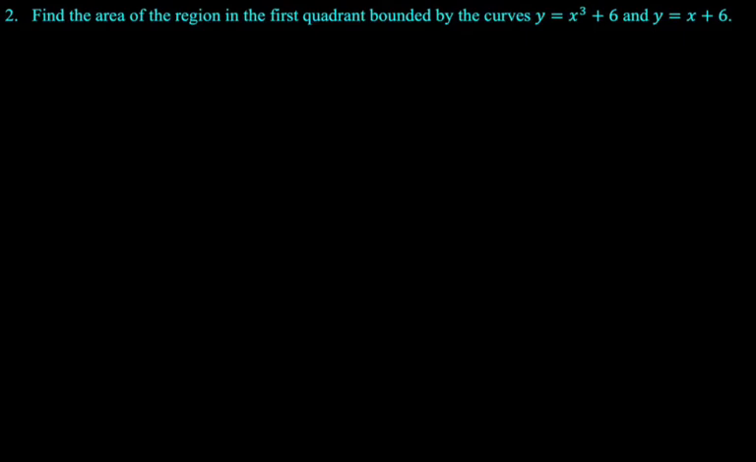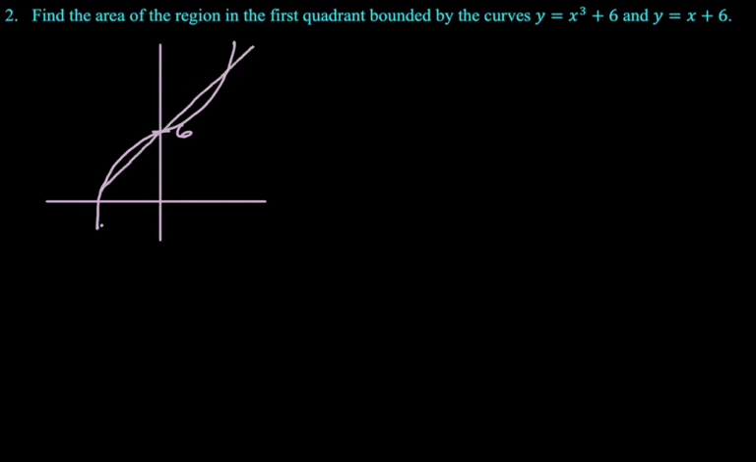Find the area of the region in the first quadrant bounded by the curves y equals x cubed plus 6 and y equals x plus 6. All right, so I'm going to start off with a graph because I'm not really sure. So it's just x cubed but moved up 6, so it looks kind of like this. And then x plus 6 is just y equals x but moved up by 6. Really, this problem could have just been x cubed and x, and you would get the same result, just shift the entire region down by 6 units, but that's okay.